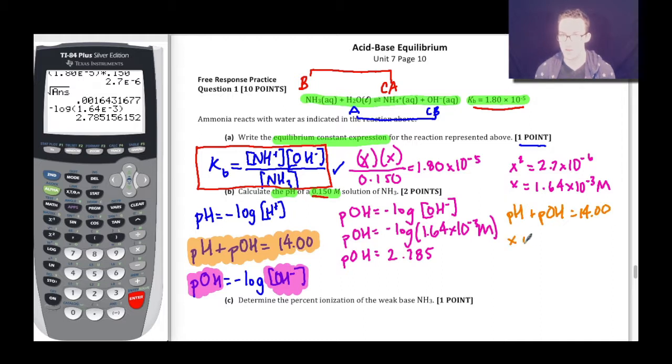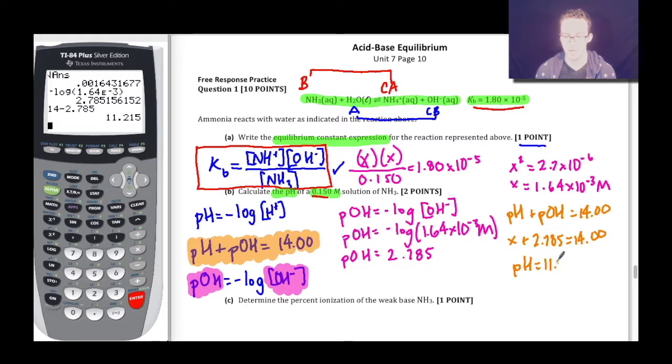I'm looking for the pH. The pOH we just determined to be 2.785, and pH plus pOH equals 14. I plug that into my calculator, 14 minus 2.785, and we end up with a pH that is equal to 11.215. Again, I'm going to box that final answer for that part of the question in.